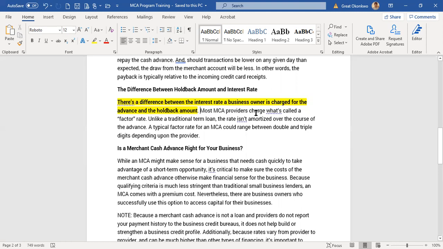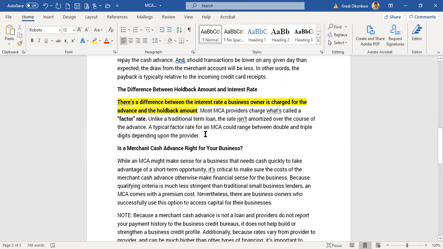So most MCA providers charge what's called a factor rate. We talked about a factor rate in the first interview, right? So unlike a traditional term loan, the rate isn't amortized over the course of the advance. A typical factor rate for an MCA could range between double and triple digits, depending on the provider.